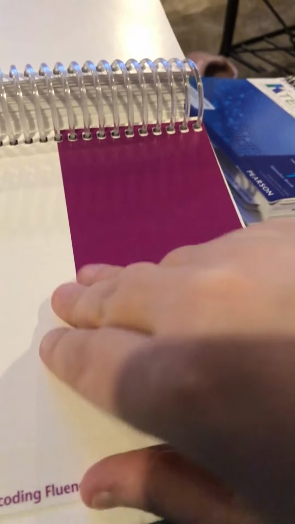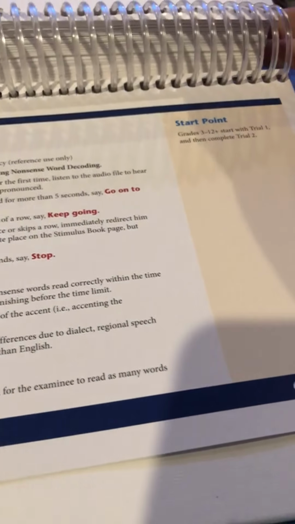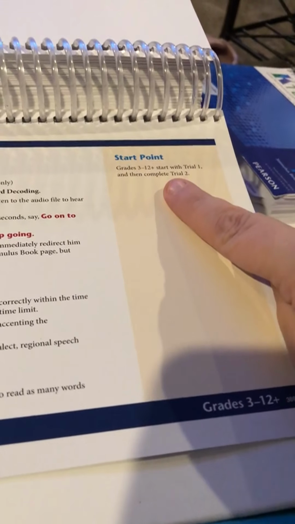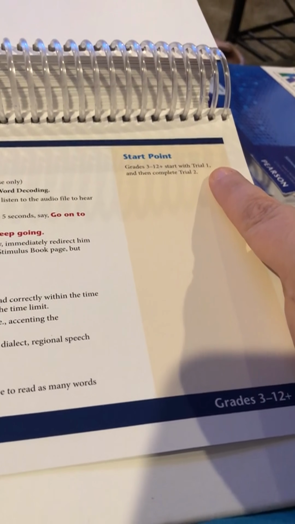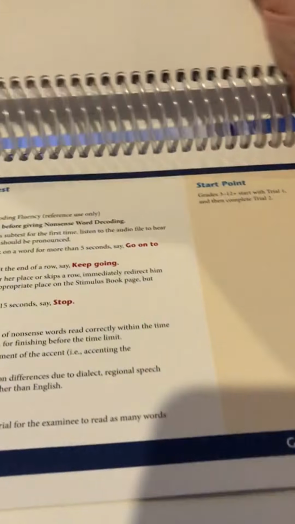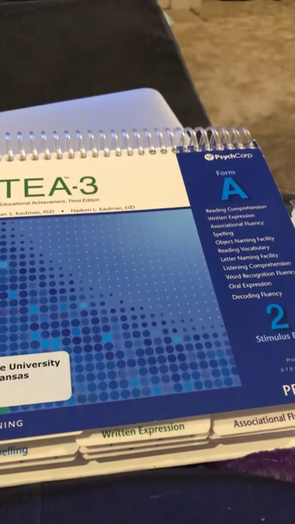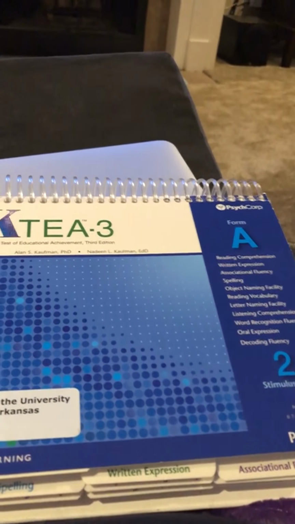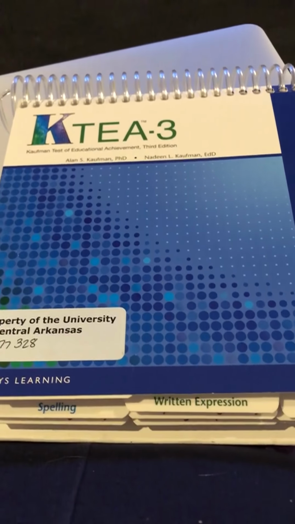And then the final test is decoding fluency, and this is for grades 3 through 12, and they'll start with trial 1. Okay? All right, so good luck on this. I think it's going to be self-explanatory once you get going. It is kind of long. Remember, you might want to do this in sections.